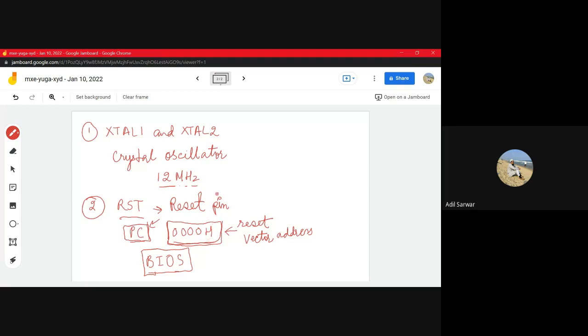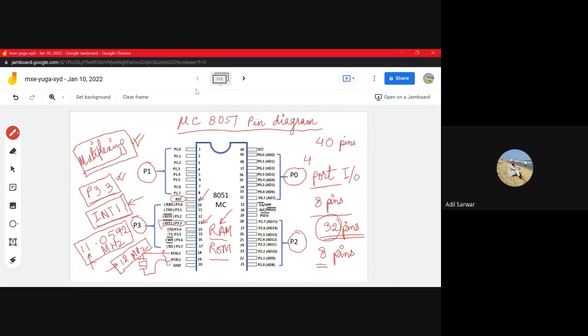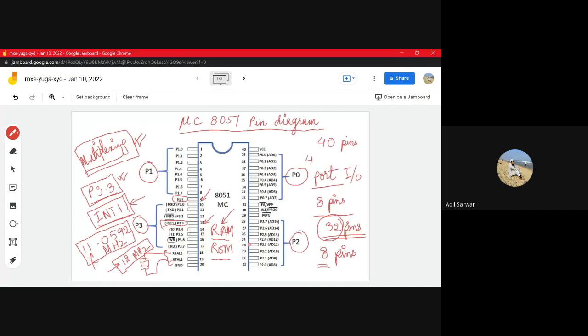Okay, now let's move to another pin, which is your ALE. Let's see what its position is. You see the ALE pin is here. It is a separate pin, ALE. It is also multiplexed with another function, PROG bar. I will talk about it later. Right now, the ALE pin.